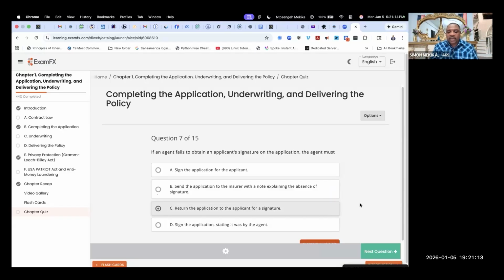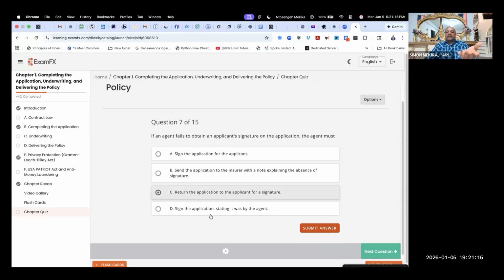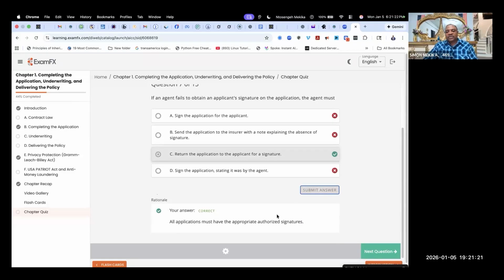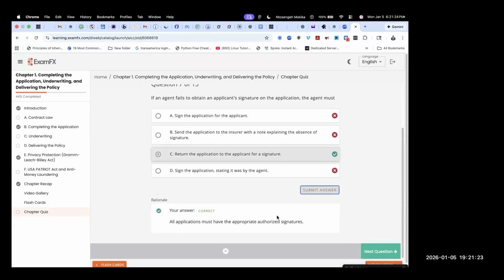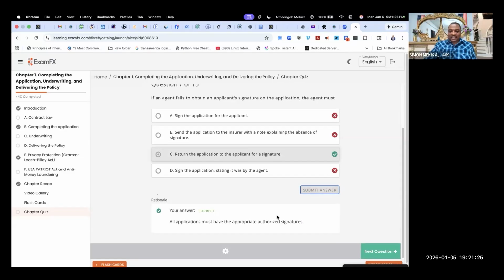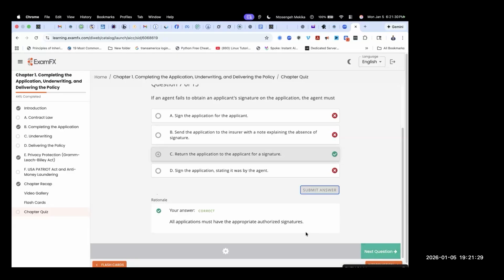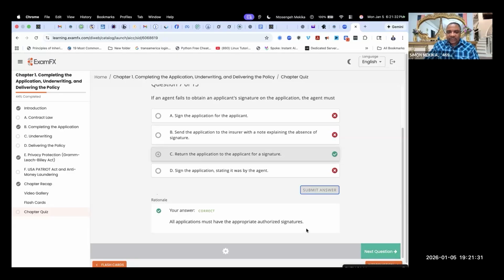You cannot sign for somebody. You also cannot submit an application without a signature. Without a signature, it will not even go. And again, signing for the applicant stating it was the agent, no. The answer is as you have chosen. Oh, you're choosing B? No, the answer is C. Return the application to the applicant for a signature.